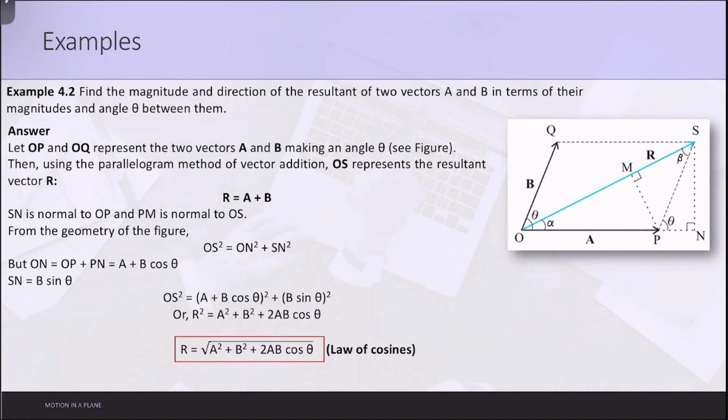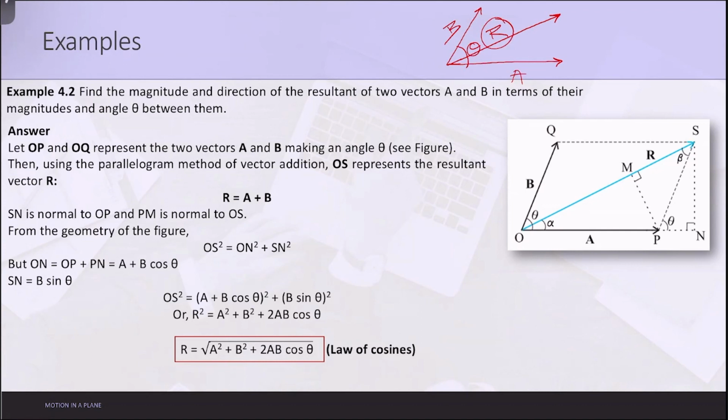We are taking this scenario in which this is the vector A, this is the vector B, and this is their resultant. If this is the resultant R, this is the angle theta. So how can we calculate this resultant R?